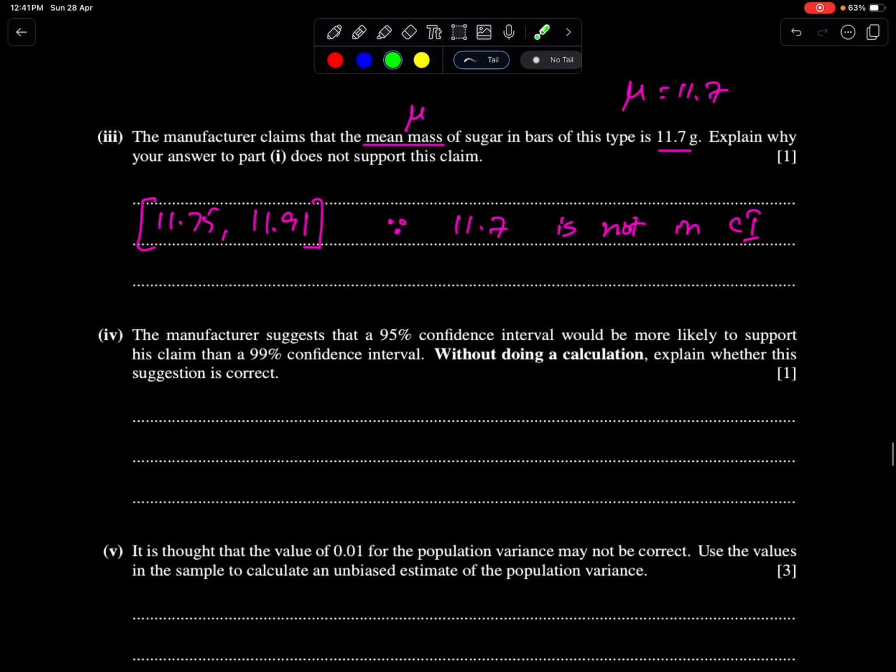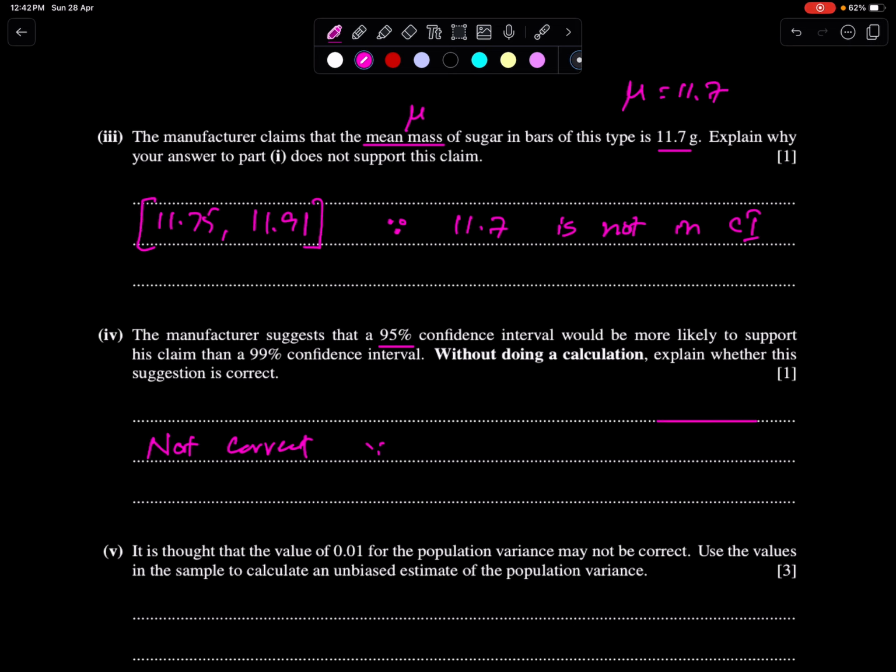The next part: the manufacturer suggests that a 95% confidence interval would be more likely to support his claim than 99% confidence interval. Without doing a calculation, explain whether this suggestion is correct. His suggestion is not correct. Why? Because 95% confidence interval is narrower than 99% confidence interval.